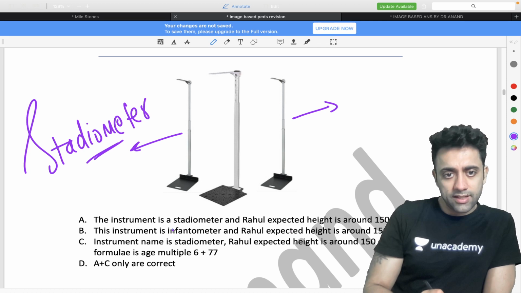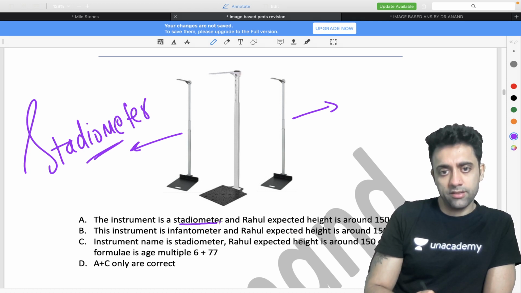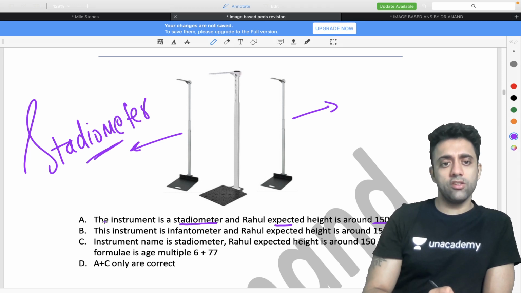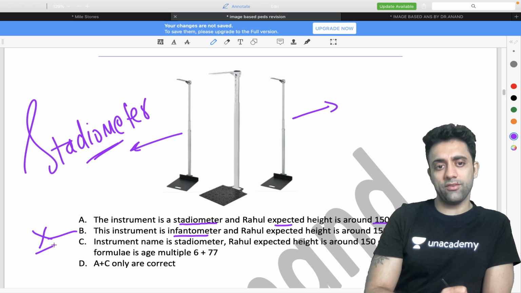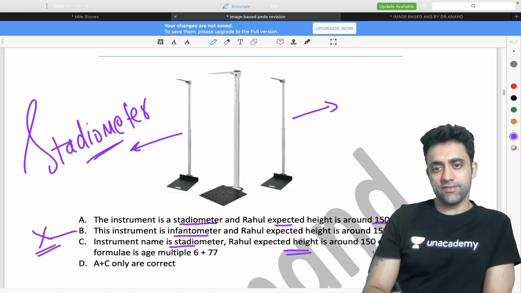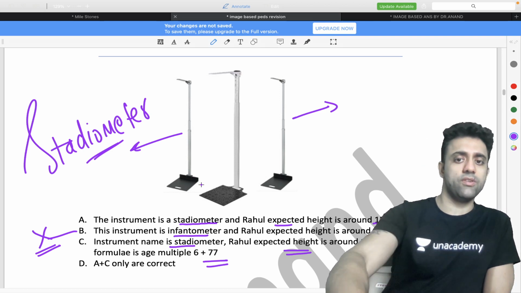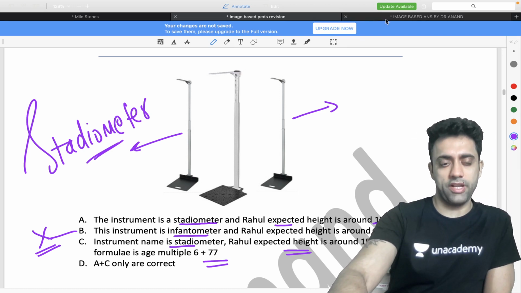So options are: this instrument is stadiometer and Rahul expected height is 150 centimeter. Okay. Other option is the instrument is infantometer. Is this infantometer? No, I don't think so. The instrument name is stadiometer, Rahul expected height is 150 centimeter and the formula is age into 6 plus 77. So what do you think? Which one is the better formulation of answer?